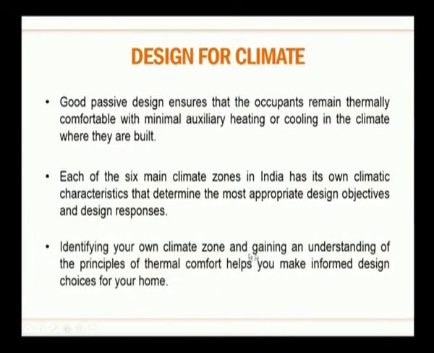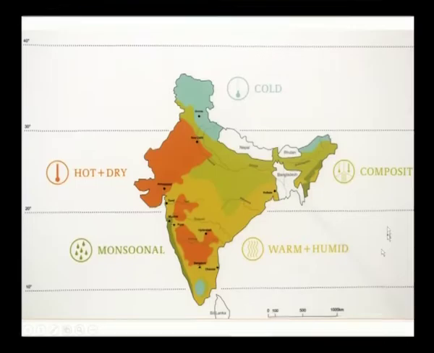Identifying your own climate zone and gaining an understanding of the principles of thermal comfort helps you make informed design choices for your home. Again, India has been divided into 6 main climatic zones, each of which has different passive design principles. So wherever you are designing, you need to understand that particular climate and what type of design principle has to be used, which can even be modified according to certain site conditions, and which will be beneficial on a large scale. So, these are the different climatic zones.